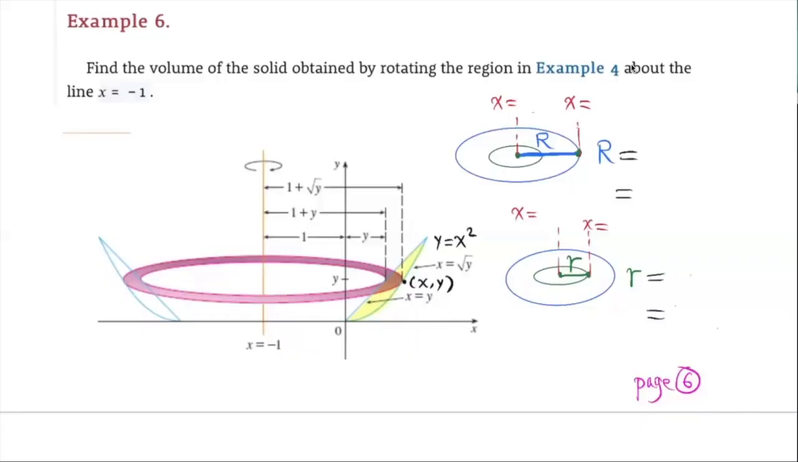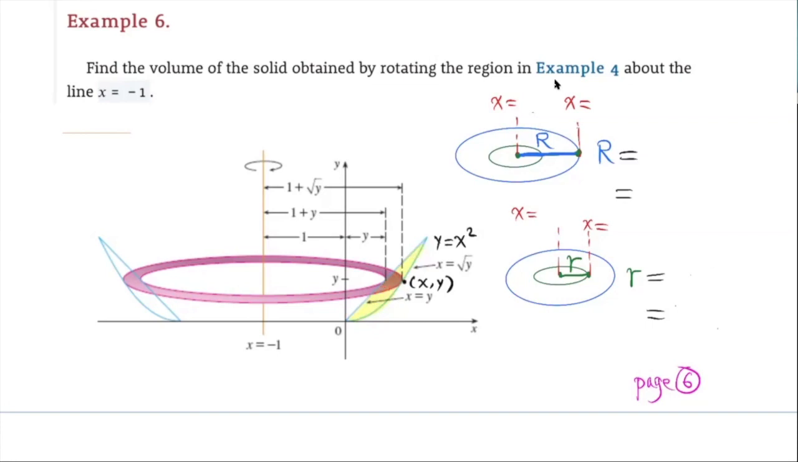Let's go over example 6. We're going to use calculus to find the volume of this solid, but this time it's going to rotate about a vertical line that is not the y-axis. Example 6: we try to find the volume of the solid obtained by rotating the region from the last example, example 4, about the vertical line x equals -1. So this is the region. It's bounded by y equals x and y equals x squared.